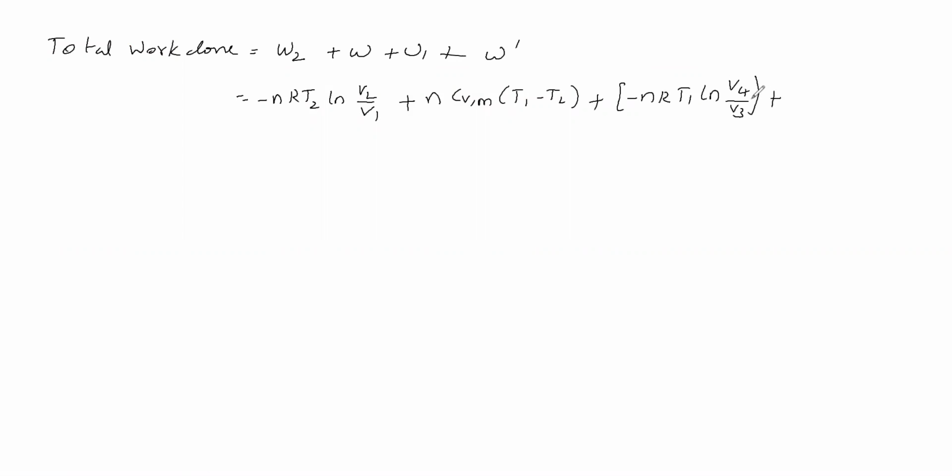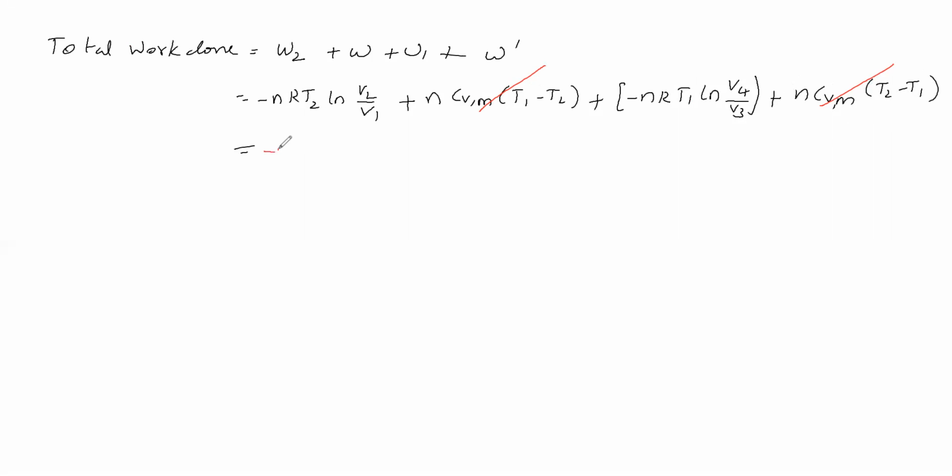Next, the fourth step work we will take. Fourth step work is nCvm times (T2 minus T1). Now you see, can we cancel anything? Here there is nCvm (T1 minus T2), but here nCvm (T2 minus T1) is there. Now we can cancel these two, because if you write it as T1 minus T2, it will become a negative sign. Therefore, this and this get cancelled.